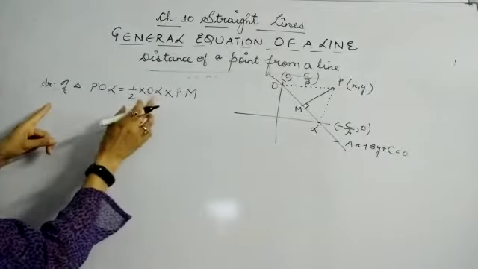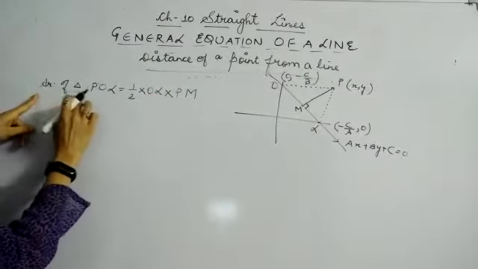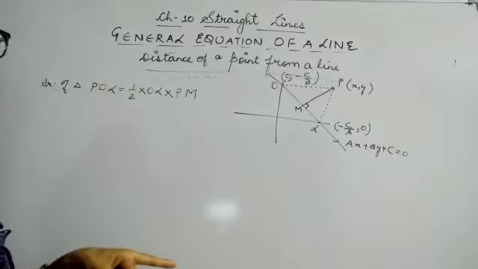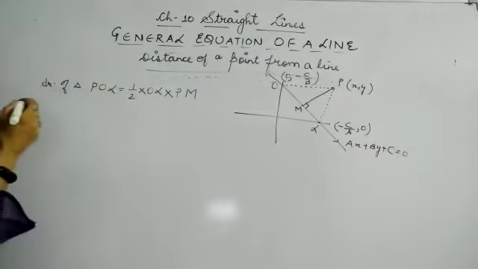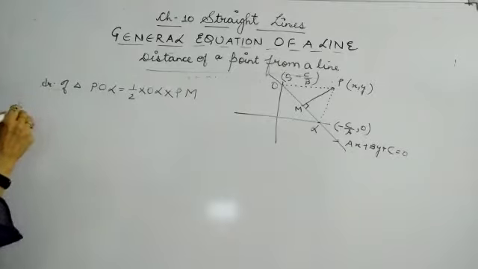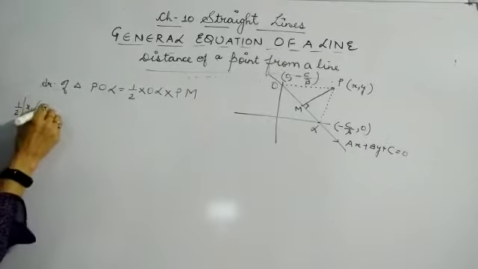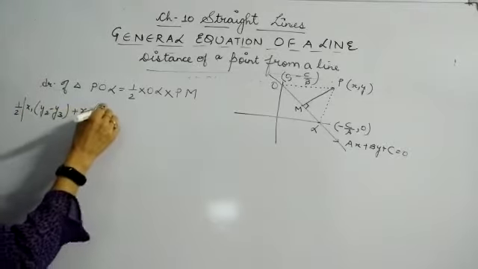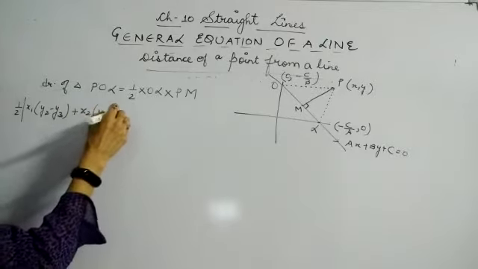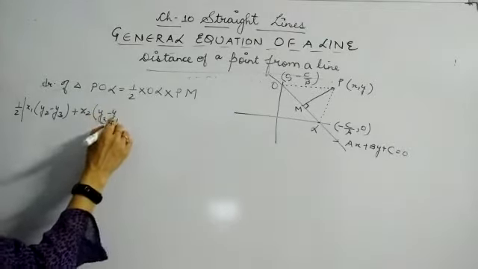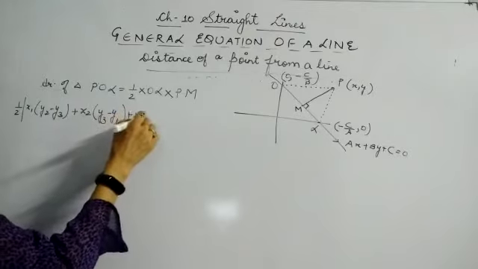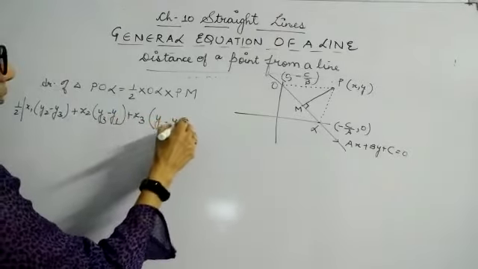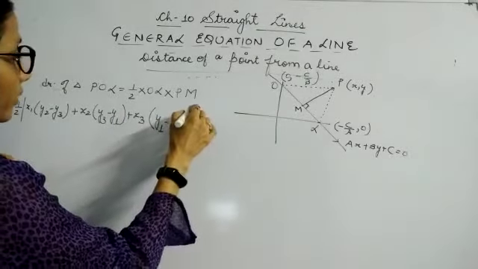And I want to calculate my height, this perpendicular distance PM. So what I will be doing is finding the area of triangle POL by using the area of triangle formula which we read in class 10. What we have read is half of x1 times y2 minus y3, plus x2 times y3 minus y1, plus x3 times y1 minus y2. Do you remember how we have written this?